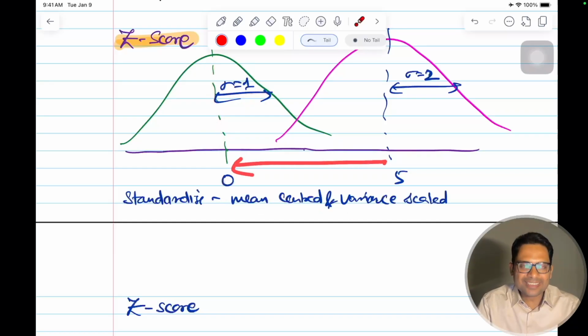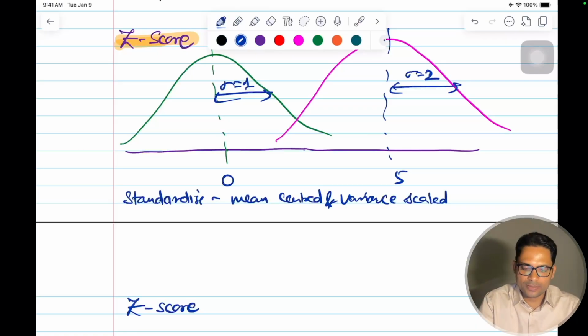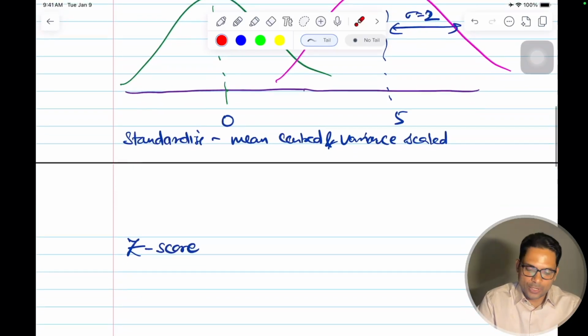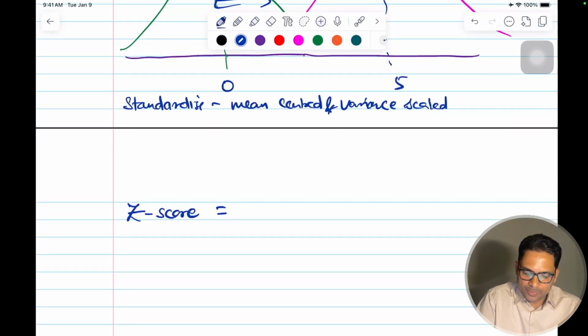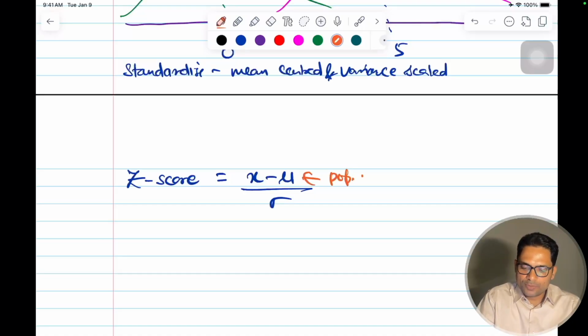So I subtract the mean and divide by the standard deviation for each data point. Now this distribution will become this distribution, and the data points will adjust accordingly. I hope this is clear now. This is simple maths, I just want to explain that. So for each data point, it becomes (x minus mu) divided by sigma. Mu is your population mean, sigma is your population standard deviation, and x is your data point.